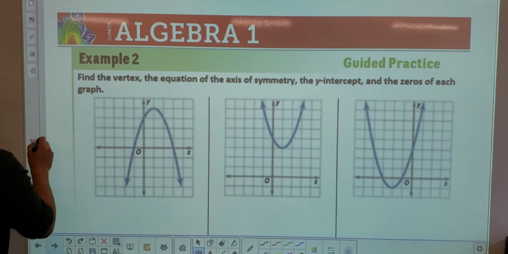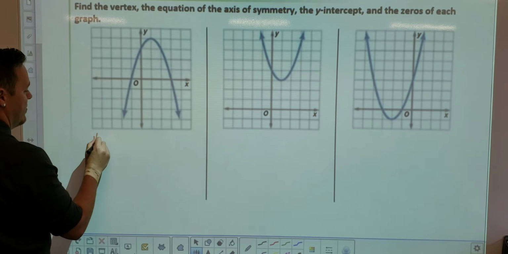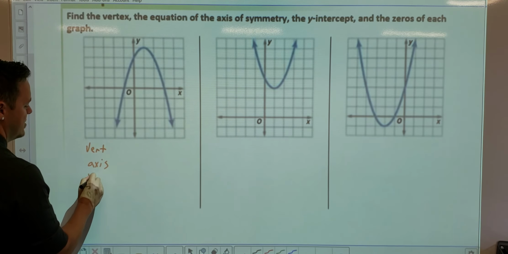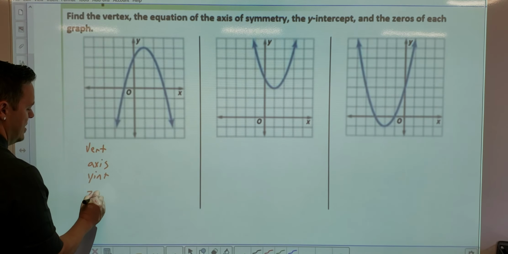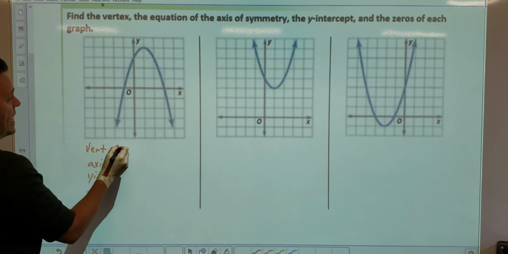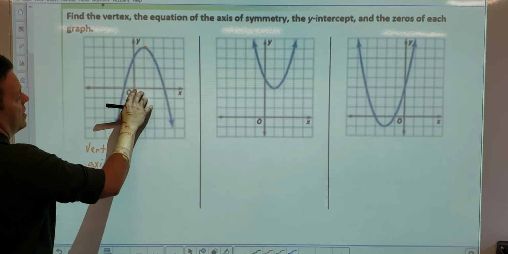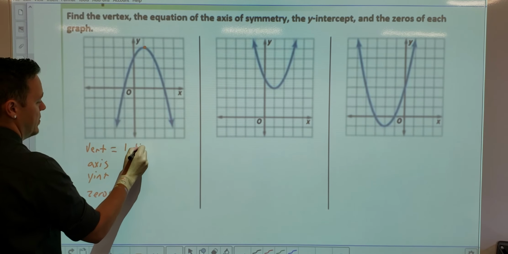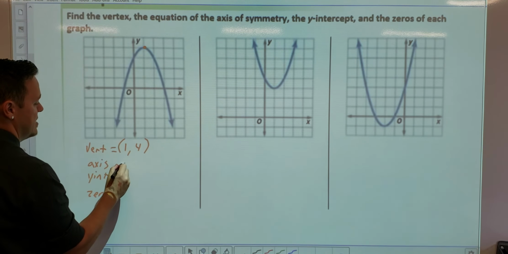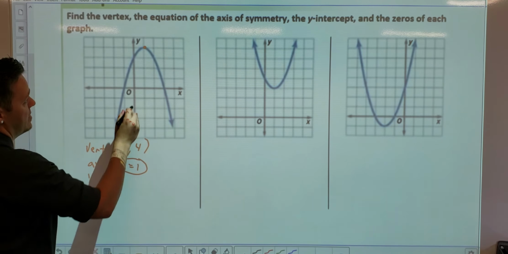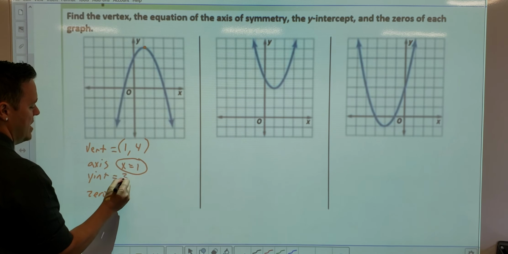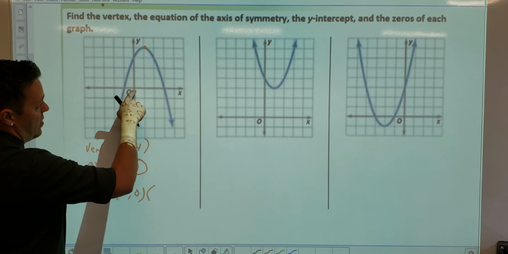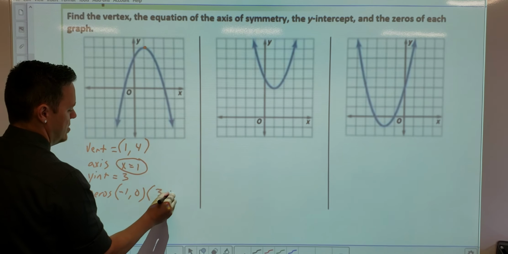All right, vertex, equations, all that good stuff, right? So we got vertex, axis, y-intercept, and zeros. Okay, so what we have here, remember vertex is going to be what? 1 over, 1, 2, 3, 4 up. My axis of symmetry is x equals 1. My y-intercept is at 3. And my zeros are (-1, 0) and they're at what? 1, 2, 3, so (3, 0).